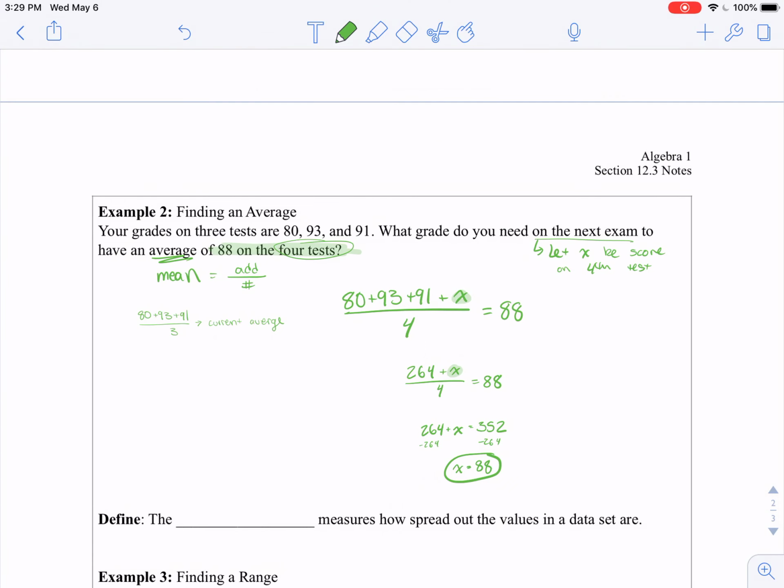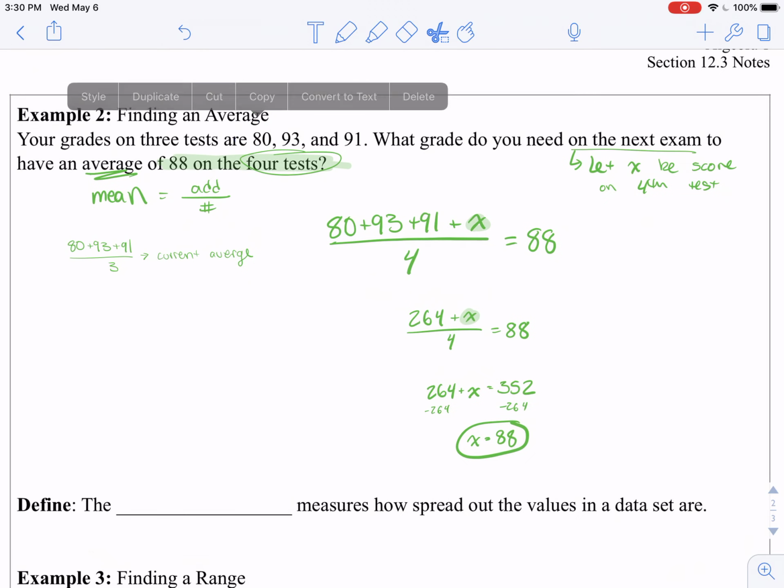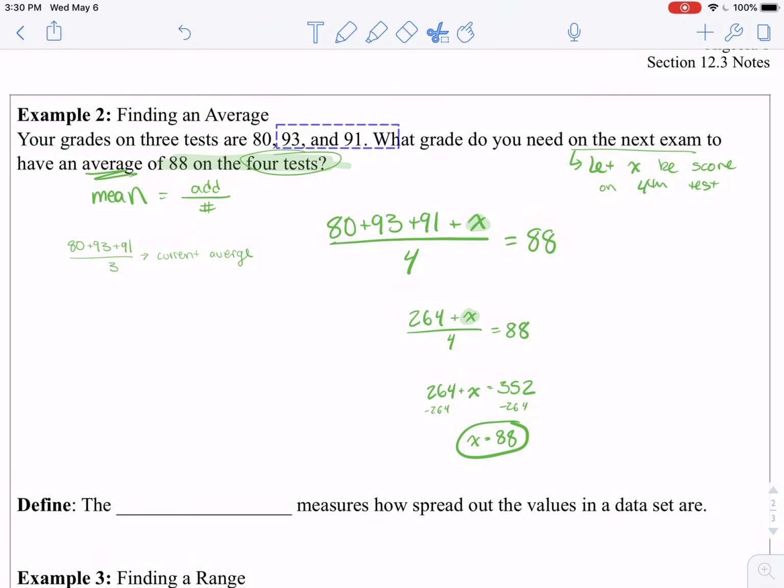You need an X score of 88 to get an average of 88. That was funny. Good job. You need 88%. You can do it. Even if you've gotten 2 A's already, and this was probably just a bad test. Maybe you were super hungry or sick. You can do it. I totally believe in you. We're almost there.